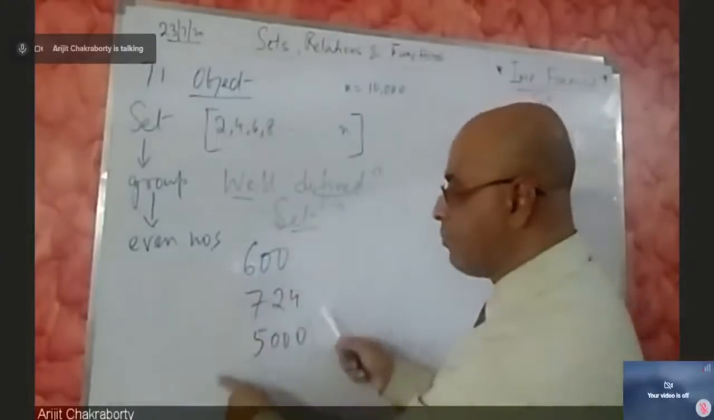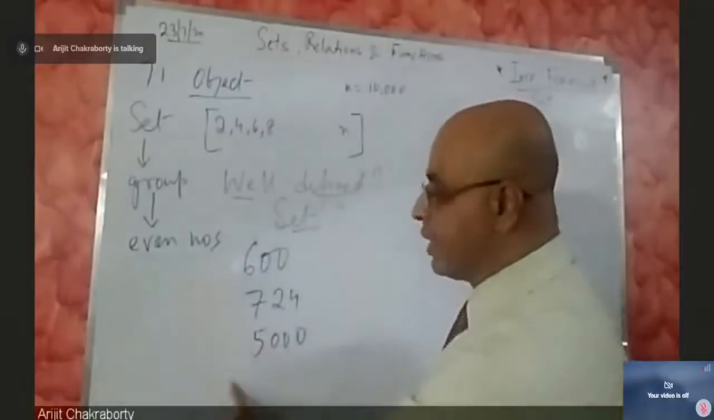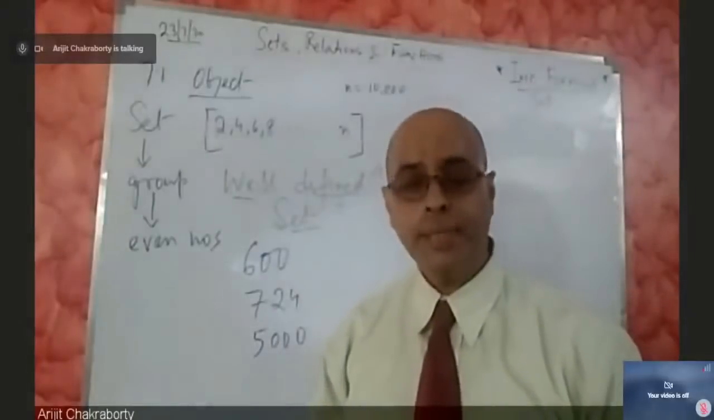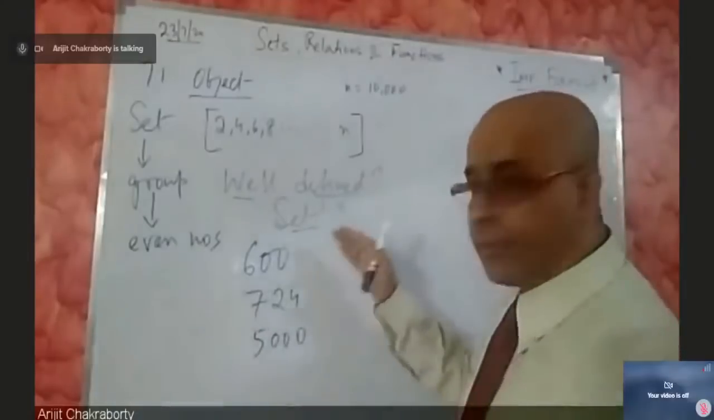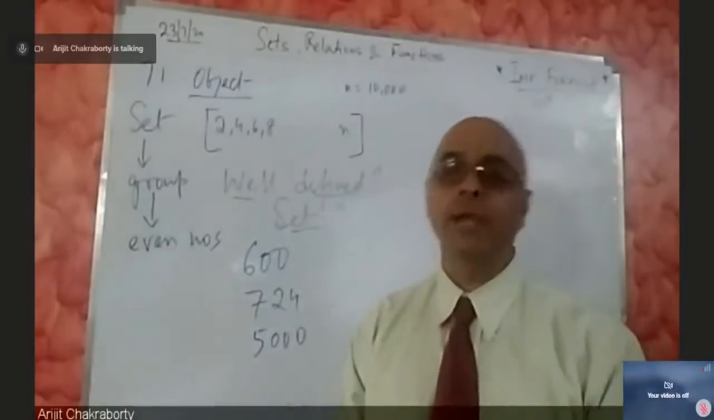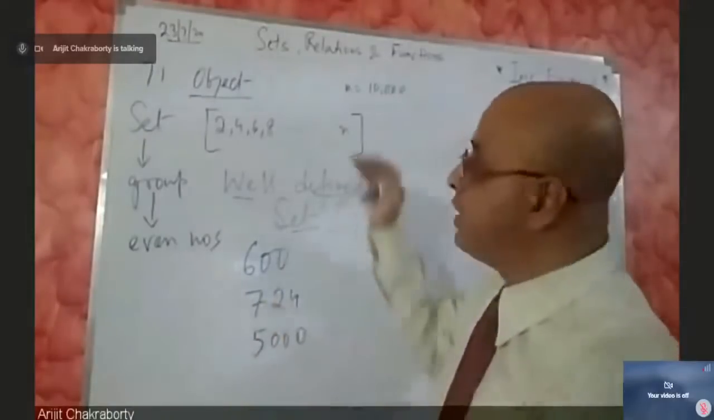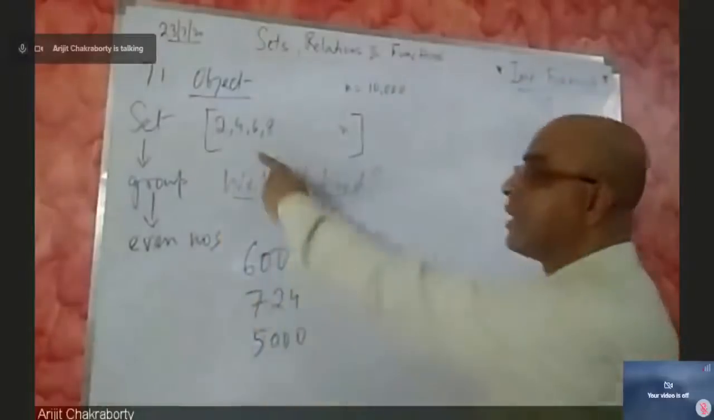Well, these three numbers, 600, 724 and 5000, will these three numbers be in this set? What do you think? Will they be included in this set, in this group?